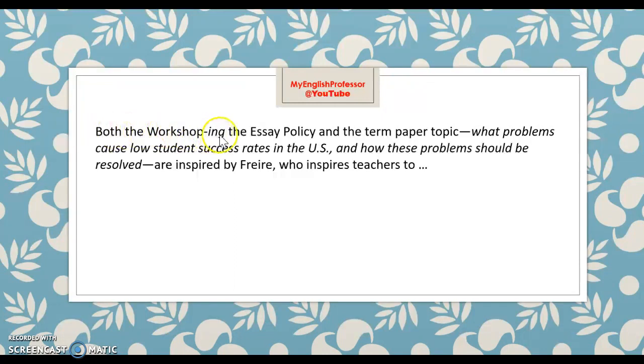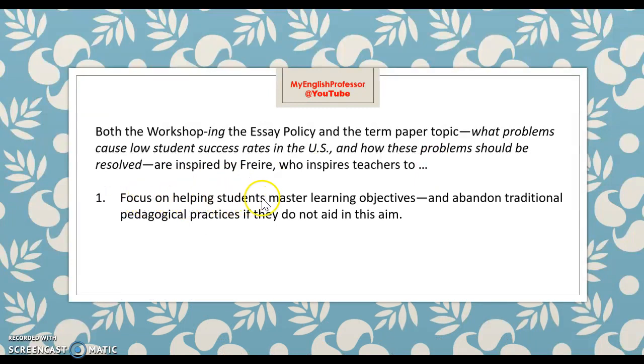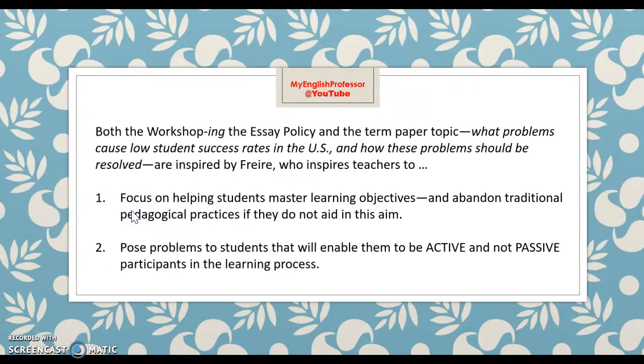So both the workshopping the essay policy and the term paper topic, what problems cause low student success rates in the U.S., and how these problems should be resolved, are inspired by Freire, as I said, who inspires teachers to, number one, focus on helping students master learning objectives and abandon traditional pedagogical practices if they do not aid in this aim. So traditional teaching and grading practices, such as having you write 5 essays, I grade them all and I average your grades. I don't do that because I'm inspired by this man, Paulo Freire.